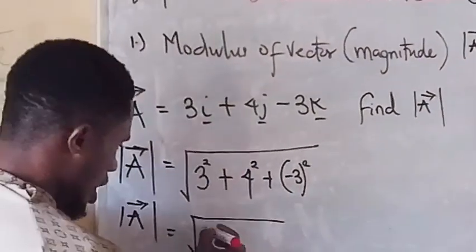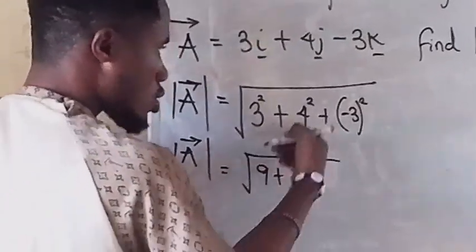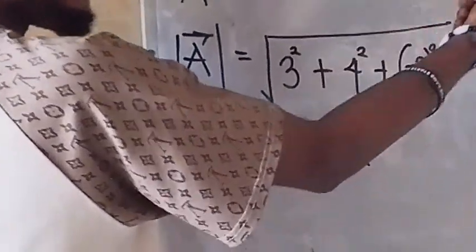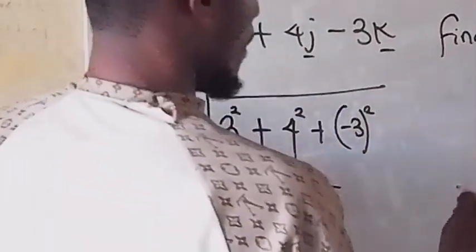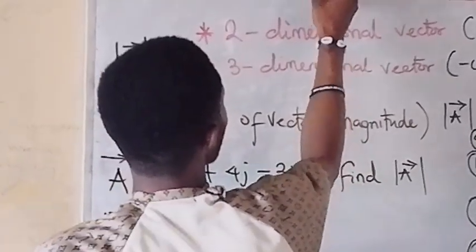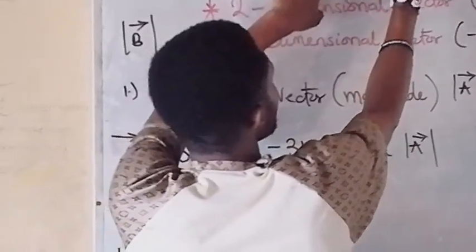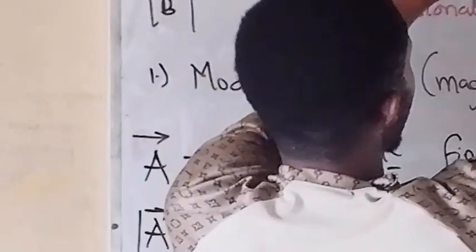3 square becomes what? 9. Plus 4 square becomes what? 16. Plus minus 3 square will not be minus 9. Okay, let's say I'm given minus a square. This means minus a times minus a. In this case, minus times minus will give me what?